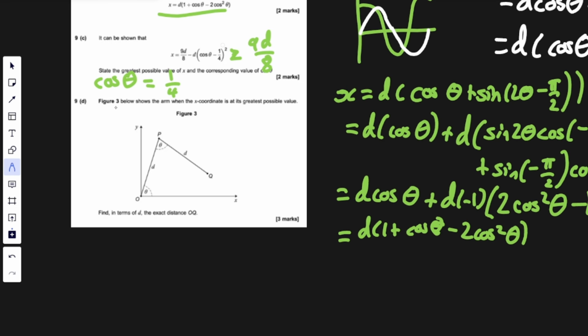Finally, part D. Figure 3 shows the arm when an x coordinate is at its greatest possible value. Find, in terms of d, the exact distance O to Q. So we're trying to find this length here. Now we know that cos theta is a quarter. We're continuing on with that trend.